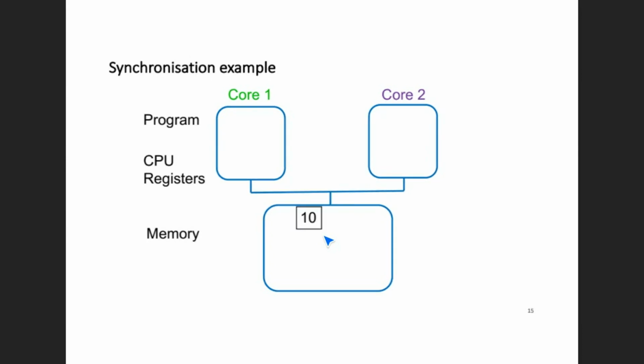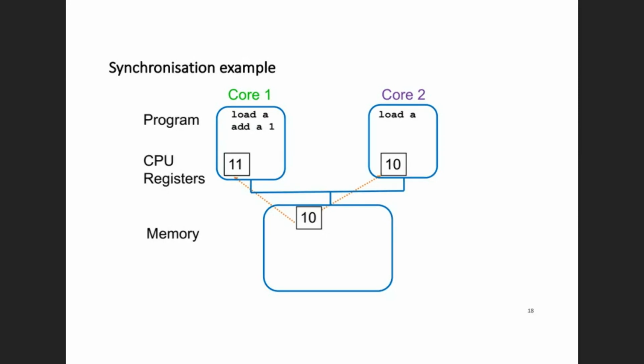Okay, so I suppose I have a thread running on each of these cores, and they both try to add 1 to some shared variable A. So A starts out in memory with the value 10, and then what might happen, for example, is that the first thing that happens is that core 1 loads A. So it gets a copy in its registers, and then so does core 2.